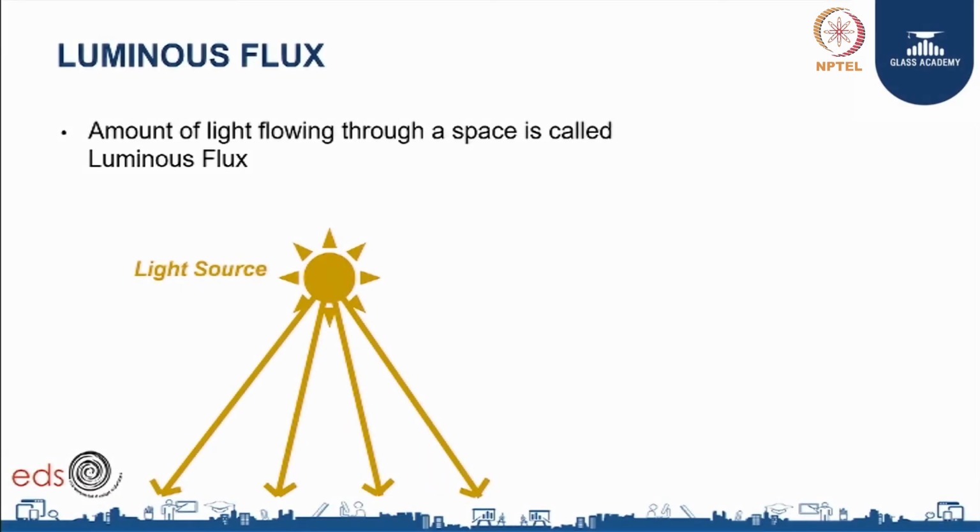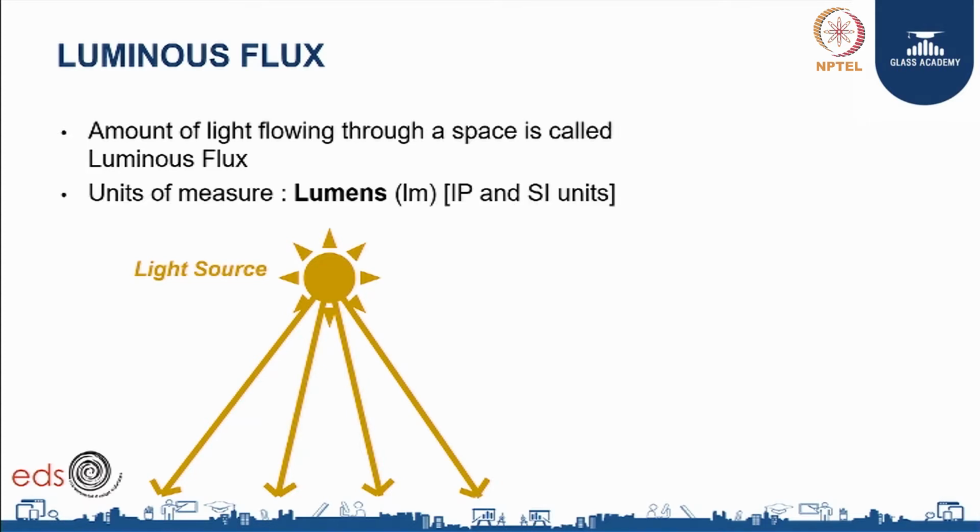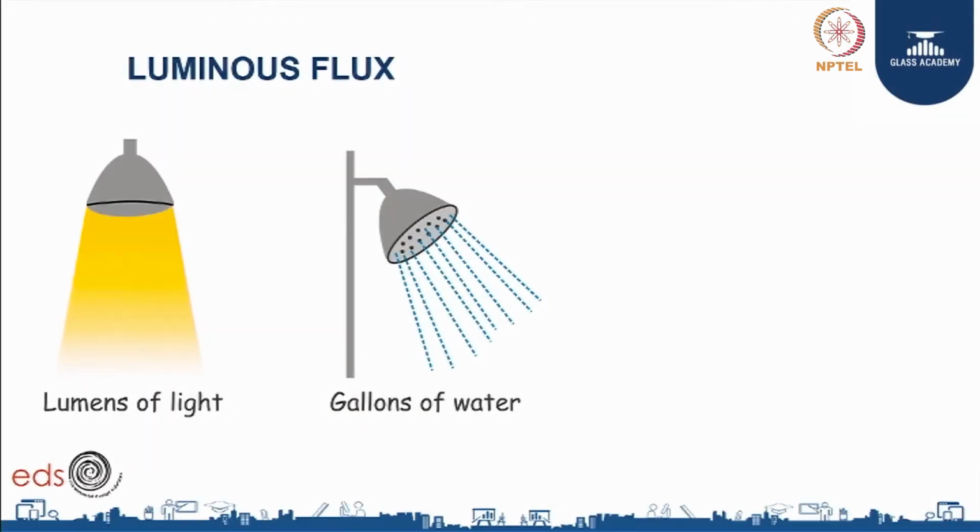The first term that I would like to discuss is luminous flux. Luminous flux is basically the amount of light flowing through a space. It can be compared to a shower head to understand this concept. The unit of measurement of luminous flux is lumens, and it is the same in IP and SI units. You can compare it with hot water flowing out of a shower head. Luminous flux is the lumens that are flowing out of a lamp.